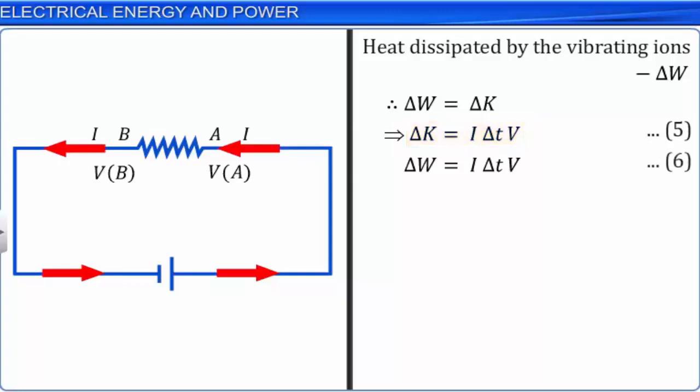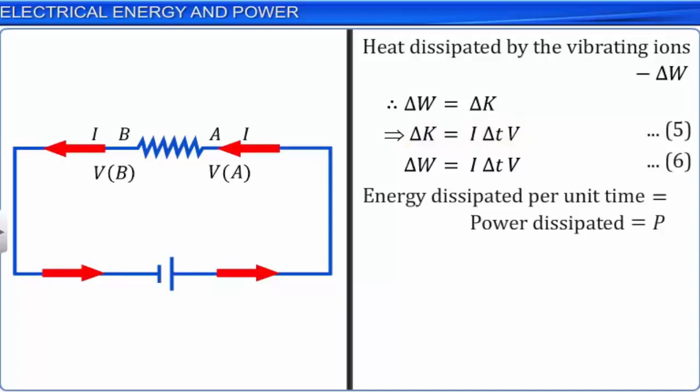The energy dissipated per unit time is termed as the power dissipated and is represented by P. Therefore, we can write P is equal to delta W by delta T. Substituting the value of delta W from equation 6 in the above equation, we get P is equal to I delta T V by delta T. On further simplifying, we get P is equal to IV. Let this be equation 7.